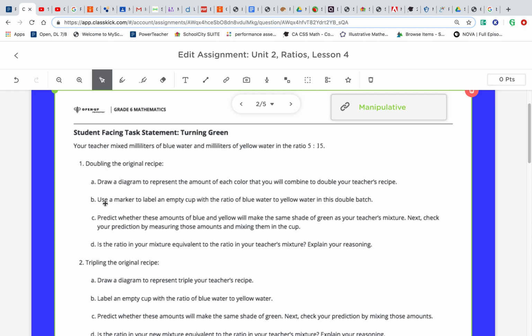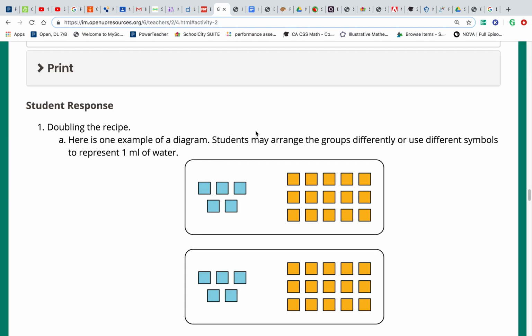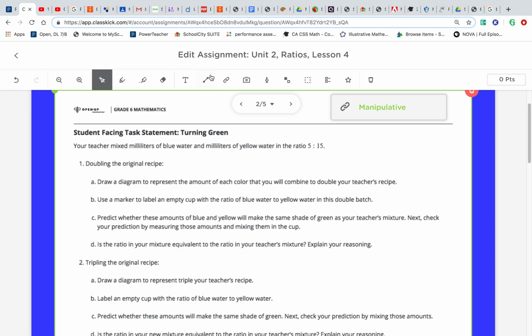Now, they ask us to use a marker to label an empty cup with the ratio of blue water to yellow water in this double batch. So let's go back to that double batch and see how much we have of each color. For blue, there were 5 blue, but then we added another 5 blue. So that's 10 blue. And then there were 15 yellow, and we doubled that. We added another 15 yellow. So 15 and 15, that's 30. So our ratio is going to be 10 blue to 30 yellow. That's what happens when we double it.